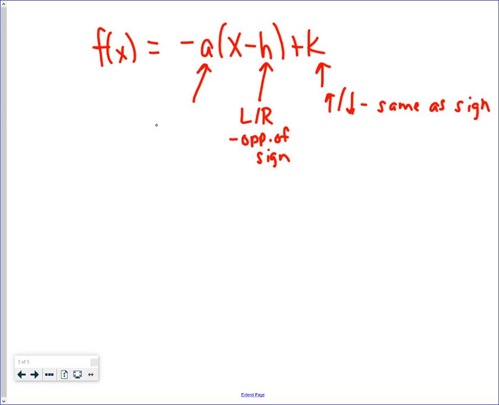a is a dilation where it gets fat or skinny. And we're talking about graphs, not people, so we can say that. Okay? And then if I have a negative in front here, this is a flip. This is all exactly what I said before, but super condensed. Okay? All right, so let's go to the first example.